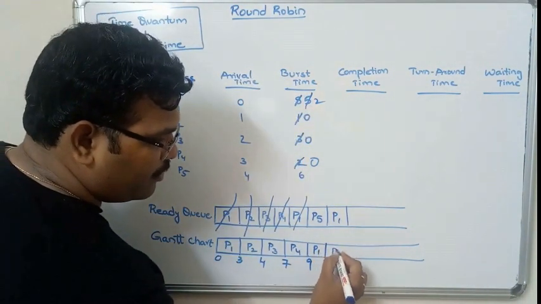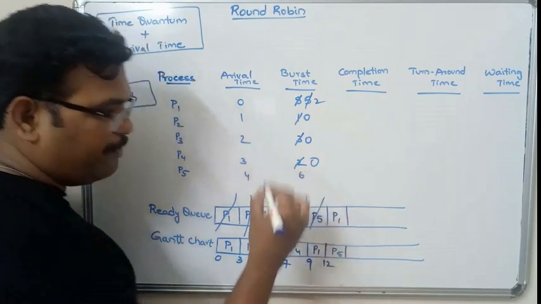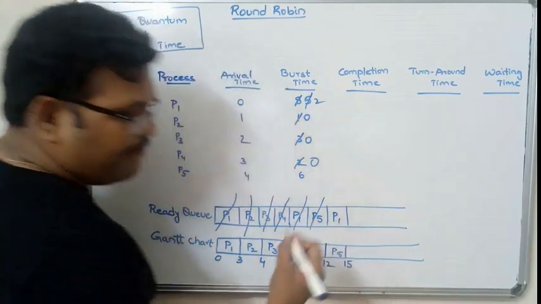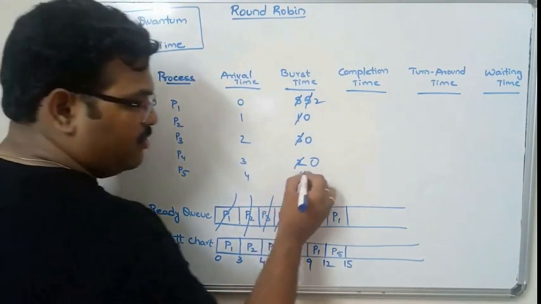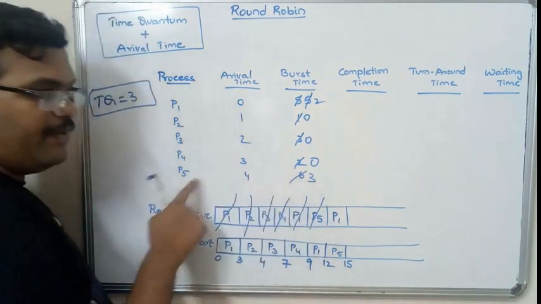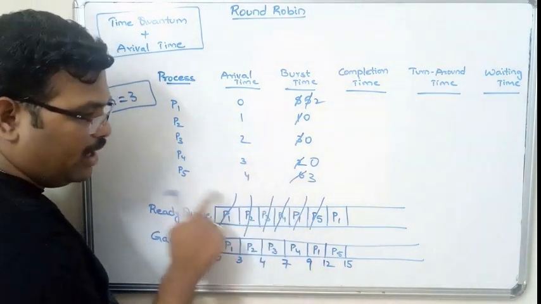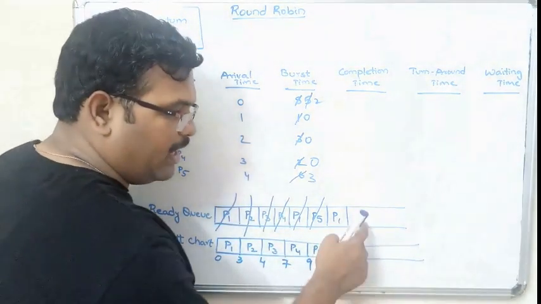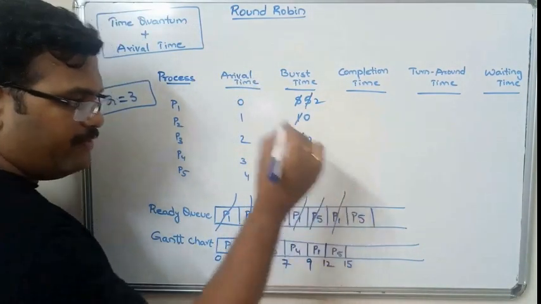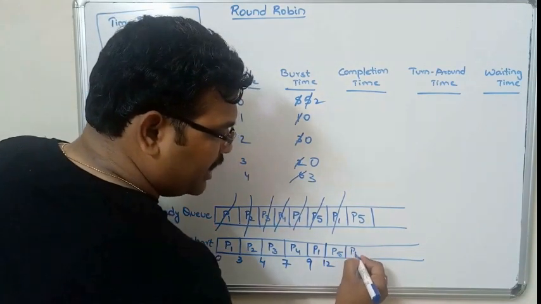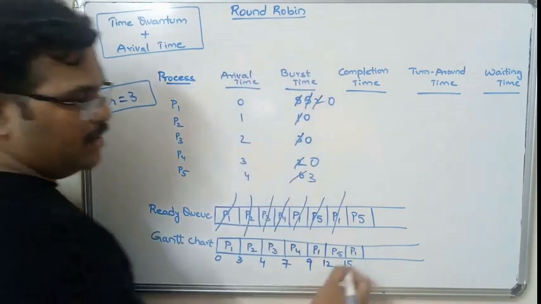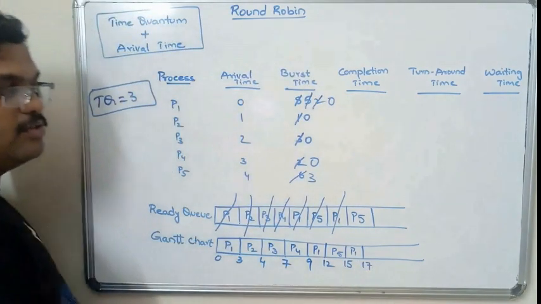Now P5, in the order, is removed from the ready queue and allocated to the CPU, and P5 executes for 3 milliseconds. P5 again requires 3 milliseconds to get executed, so it is removed from the CPU and moved to the ready queue. Now in the order, P1 is removed from the ready queue and allocated to the CPU, and it will be executed for 2 milliseconds.